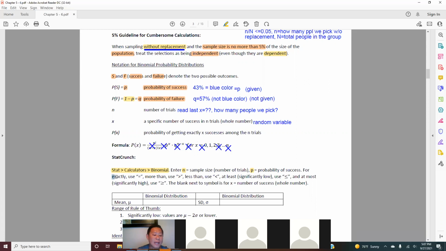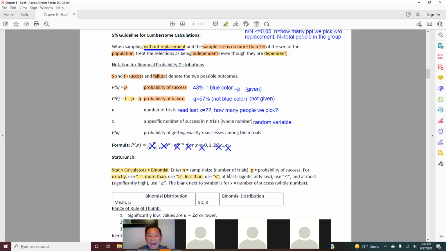If the question says exactly, you have to use the equal to symbol. If the question says more than, you have to use the greater than symbol. Less than, you use the less than symbol. Make sure you know which symbol is which.